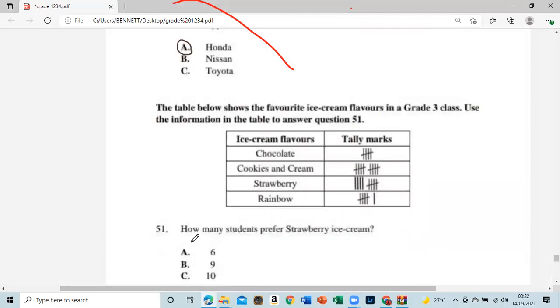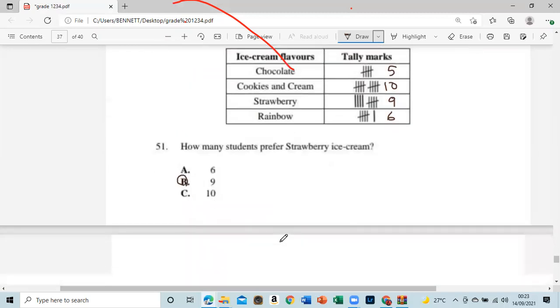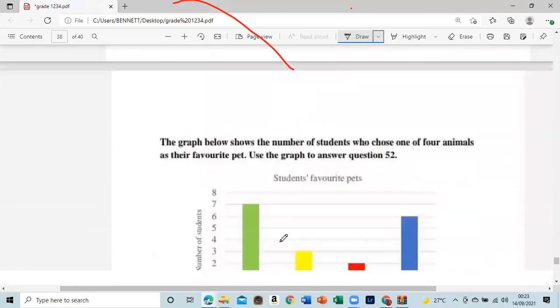All right. The table below shows the favorite ice cream flavors in a grade 3 class. Use the information in the table to answer question 51. So chocolate, kiwi, strawberry, and rainbow. How many students prefer strawberry ice cream? When you see it cross, 5, 6, 7, 8, 9. So that is 9. This is 5. Once you see it cross, 5 plus 1 is 6. 5 and 5 is 10. And this is 5. So it's very nice. Encourage critical thinking. You guys are super smart.